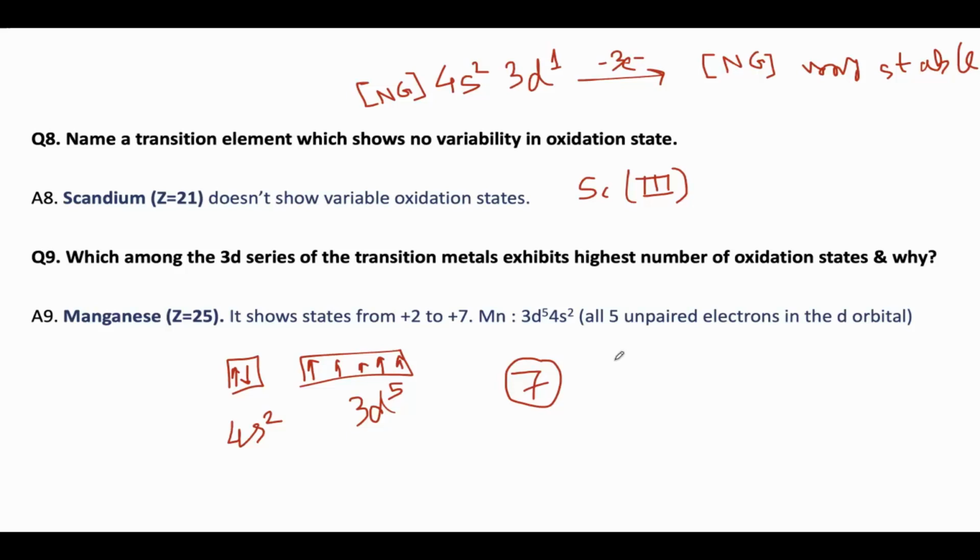Now the more the number of unpaired electrons, the more it can show variability in the oxidation state. That's why in this case, manganese can go from +2 to +7 also. If we take up all the 7 electrons from manganese, it will have the configuration of the noble gas. That's why the +7 oxidation state of manganese is equivalent to the +3 state of scandium. So that's why manganese shows the highest number of oxidation states.